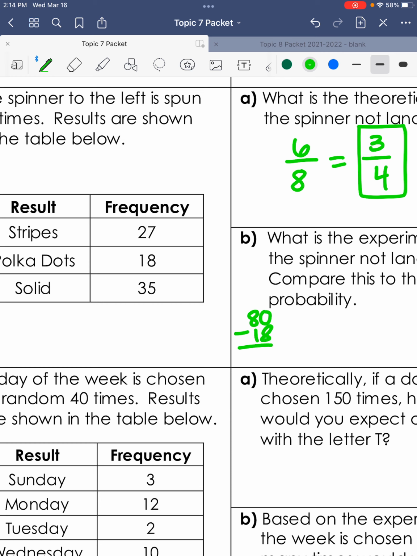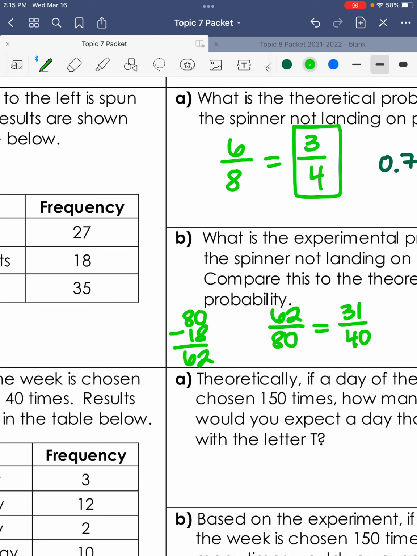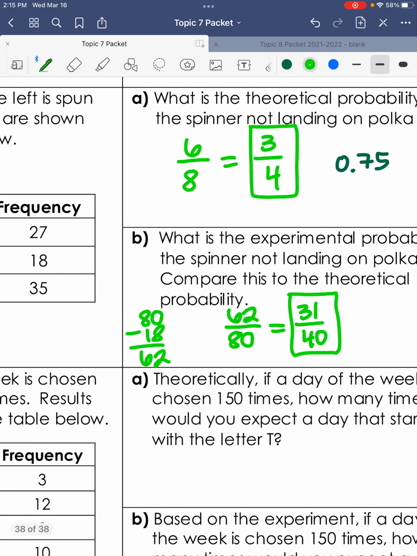So 80 minus 18, when I put that into my calculator, I get 62. So 62 out of 80, right? Does that reduce? Well, I know 2 goes into both of those. So 2 goes into 62 31 times, and 2 goes into 80 40 times. I can't reduce that any further, so that right there is my fraction.